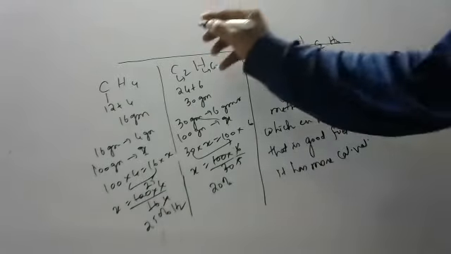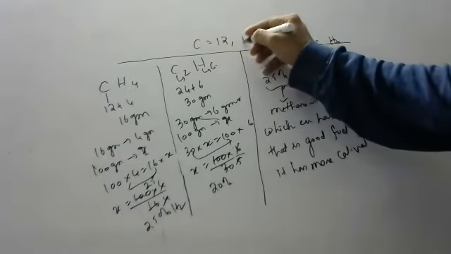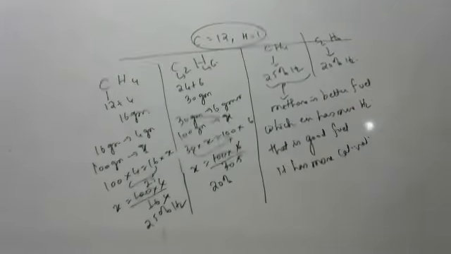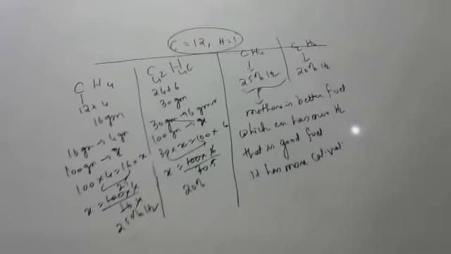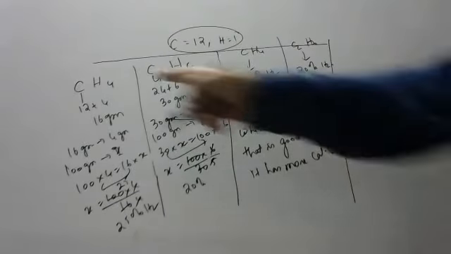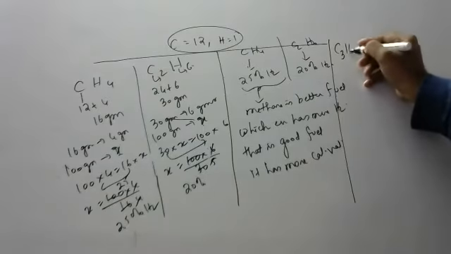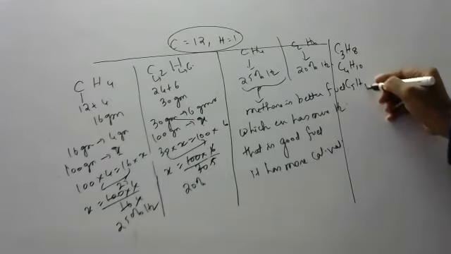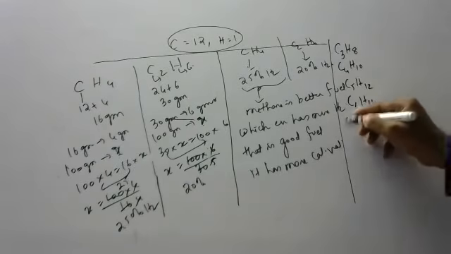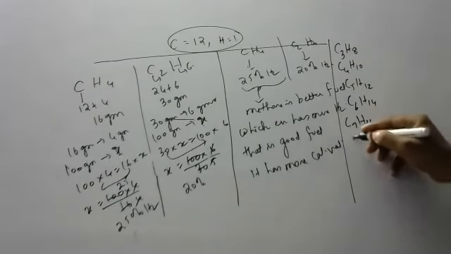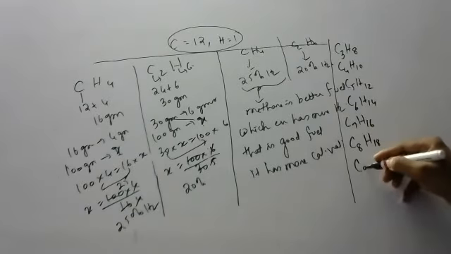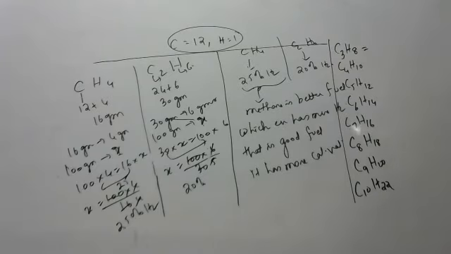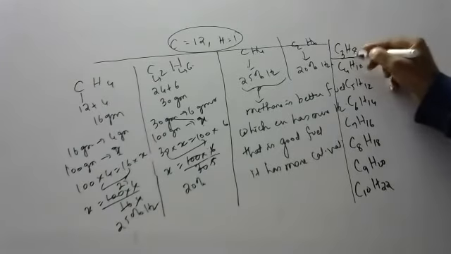If you didn't understand, again I'm saying: carbon atomic mass is 12, children, hydrogen is 1. Now listen here, children. I will give you a small exercise. This is methane, this is ethane, this is propane, this is butane, this is pentane, this is hexane, this is heptane, this is octane, this is nonane, this is decane.